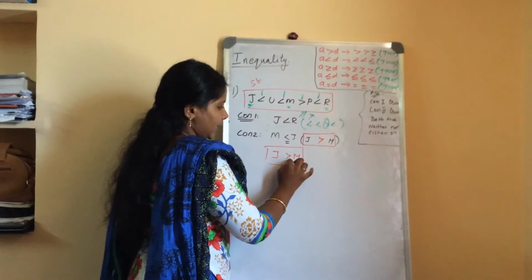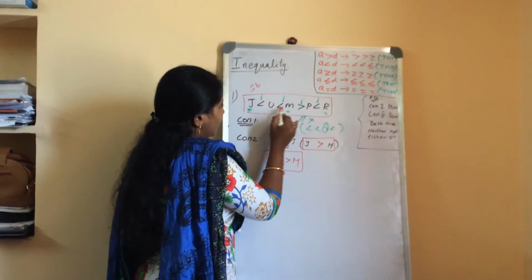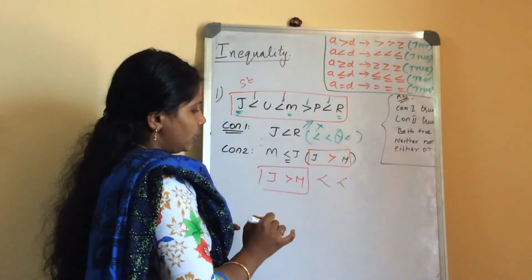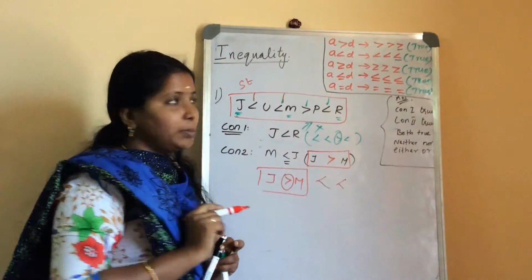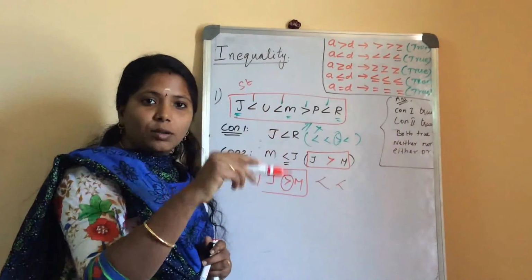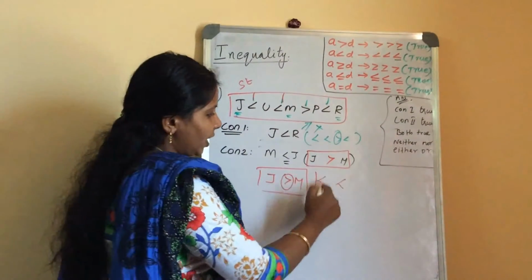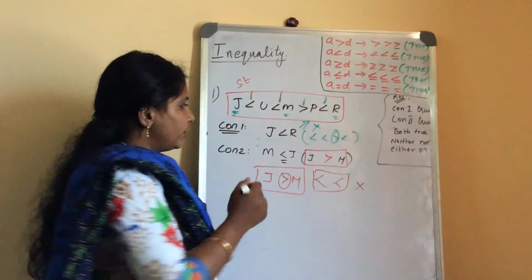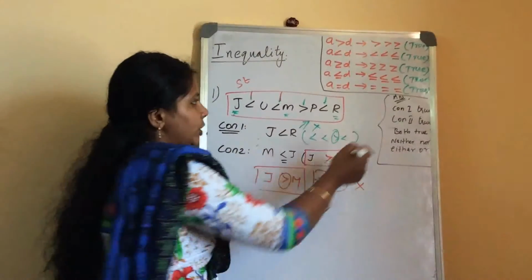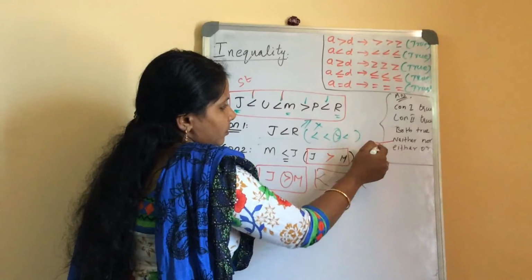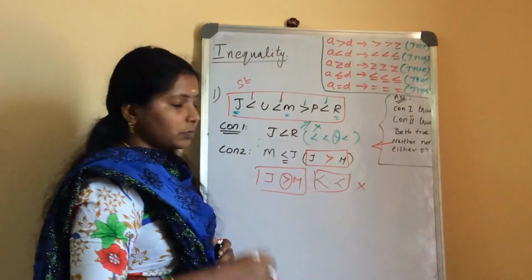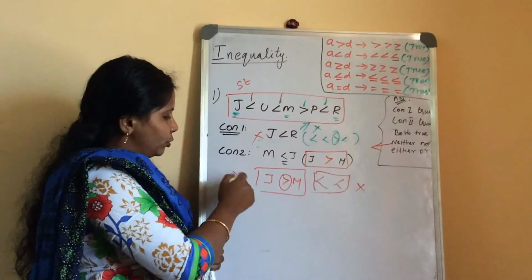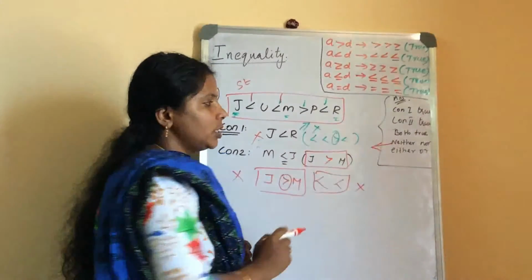J greater than M. See, from here till here only, we need to take this symbol and this symbol. Both are less than symbols. If it is a greater than symbol, rule 1 will be applicable. Rule 1 says it should always go with the greater than symbol. But here we have the less than symbol, so obviously this conclusion will be false. If both conclusions are false, the answer will be neither nor. Conclusion 1 is false, 2 is also false, then we should choose the option neither nor.